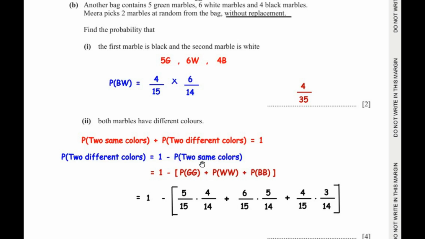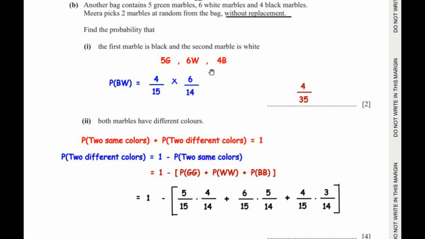Now probability of getting 2 same colors, we can write it as probability of getting green followed by green, or probability of getting white followed by white, or probability of getting black followed by black. So here we have written 1 minus. Now for the first one, since there are total 5 green marbles, we have written 5 over total 15. Now for the second pick, the total is going to be less by 1. So 5 becomes 4 out of total becomes 14.